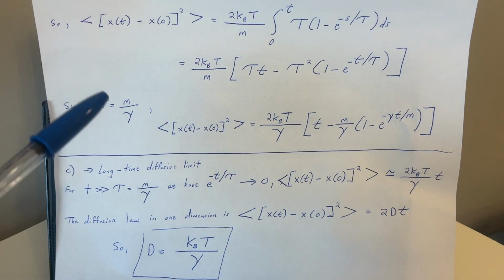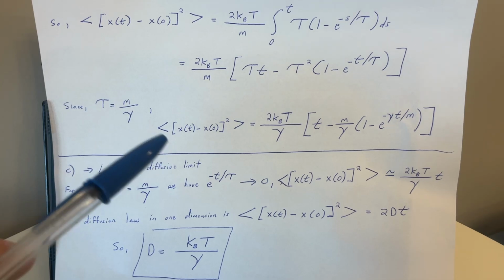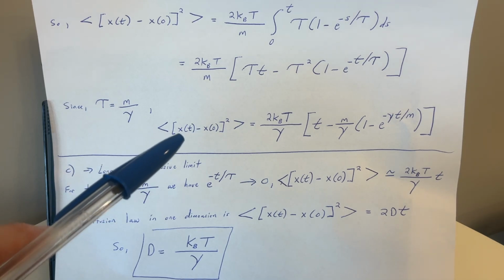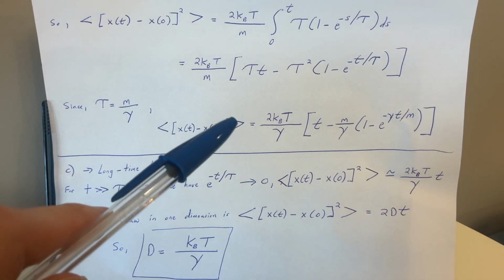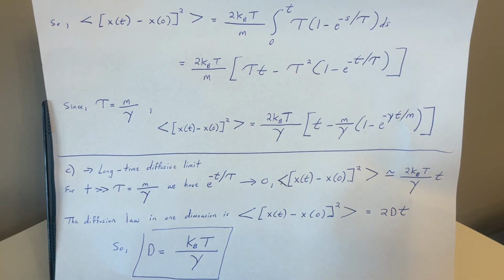And since tau equals m over gamma, we could say the expectation value of the quantity x of t minus x of 0 squared equals 2 k sub B T over gamma times the quantity t minus m over gamma times this 1 minus e to the negative gamma t over m, and close bracket. Okay, and that's for letter B.